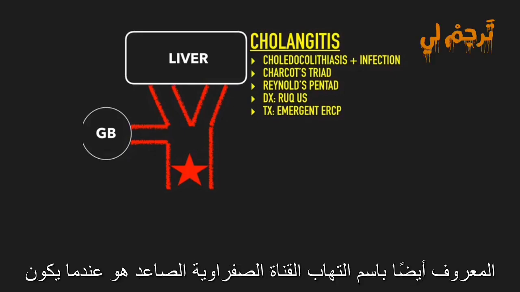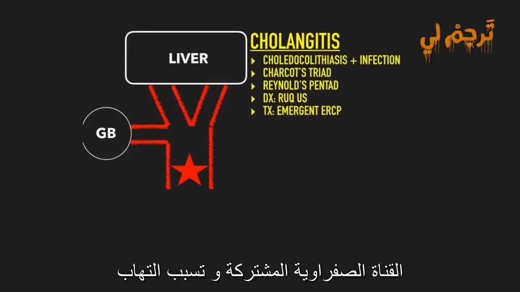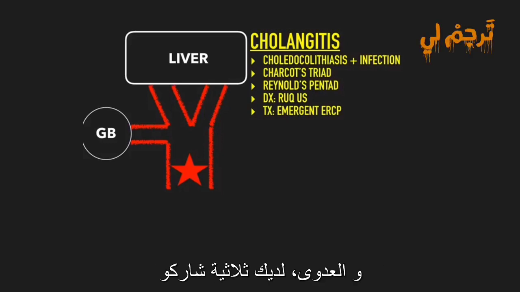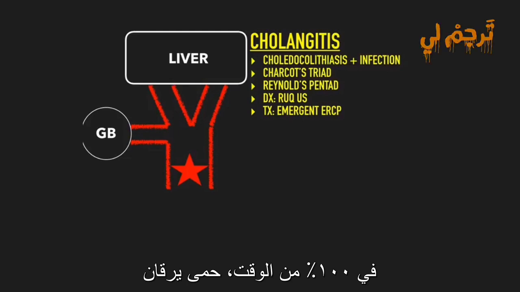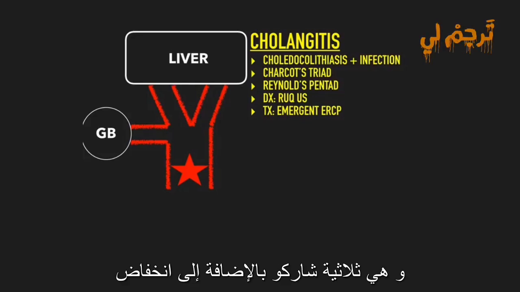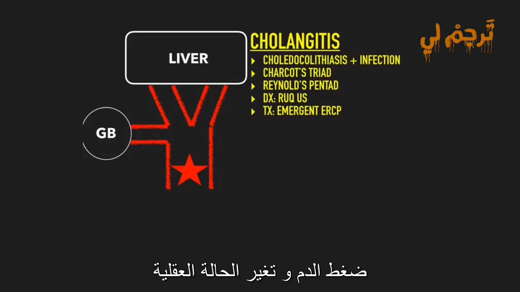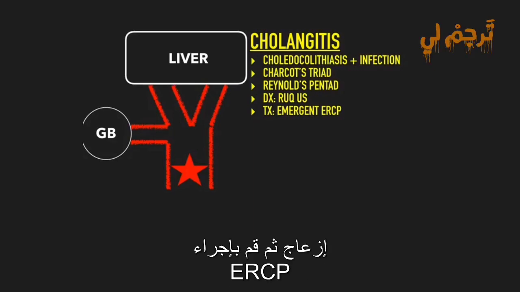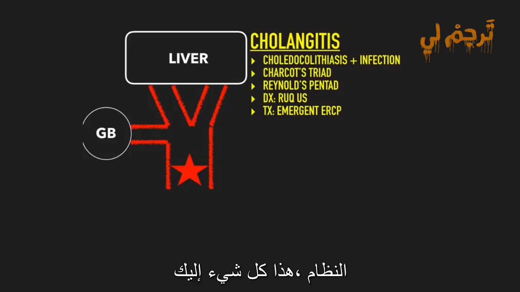Cholangitis, also known as ascending cholangitis, is when there is a stone that gets into the common bile duct and causes an infection. It's basically a choledocholithiasis plus an infection. You have Charcot's triad 100% of the time: fever, jaundice, and right upper quadrant pain. If the patient progresses and they get worse, they can develop Raynaud's pentad, which is Charcot's triad plus the addition of hypotension and altered mental status. It is a poor prognostic factor and may indicate that the patient is going into shock. To diagnose this, you want to quickly get a right upper quadrant ultrasound because it's non-invasive and will not cause the patient any discomfort, and then do an emergent ERCP to pull out the stone that's obstructing the system.